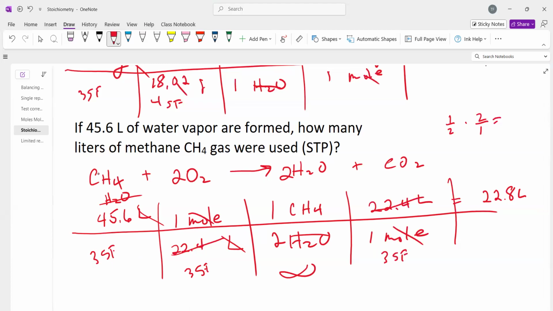Now, even though I cancel out 22.4, the sig figs still apply. So if this would have been 2 sig figs, for example, and you cancel it out, your answer would still be 2 sig figs. Okay, and all this is at STP.